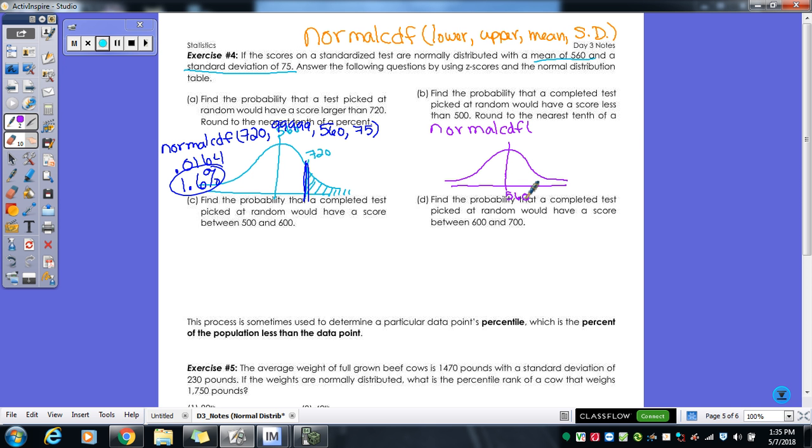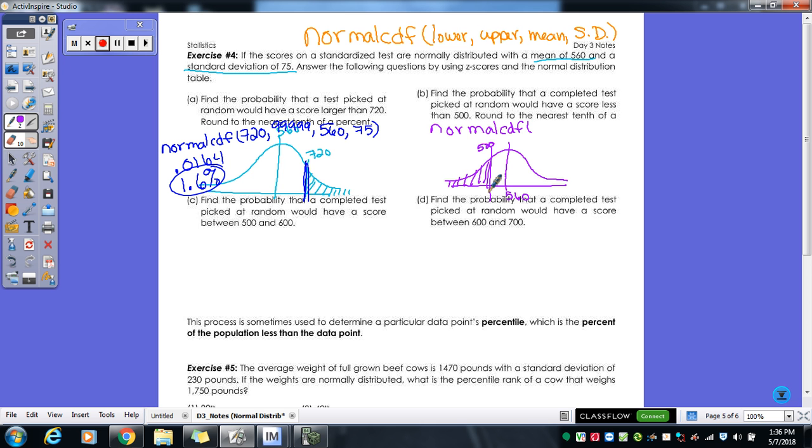We're looking for the probability that a completed test picked at random will have a score less than 500. So 500 would be over here. We want less than 500, which means we want to the left of the 500. So this continues all the way off the paper.